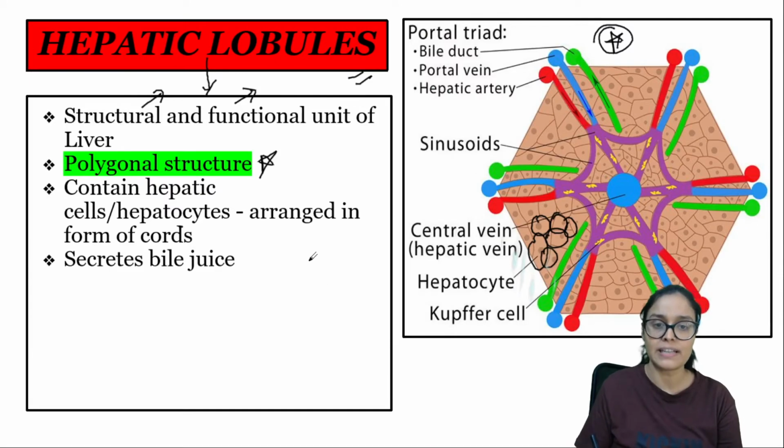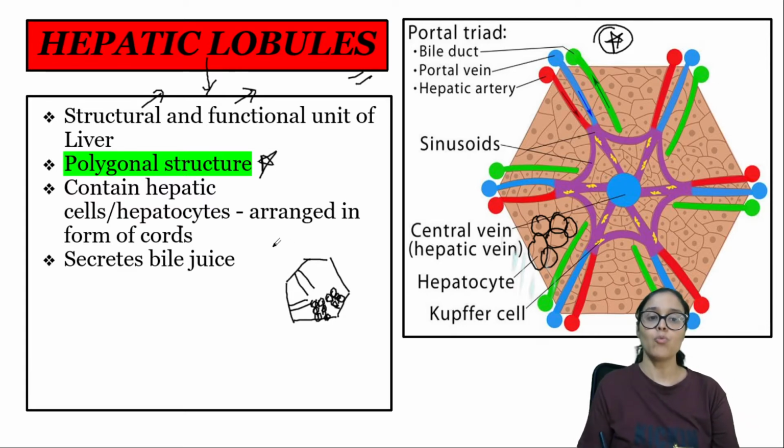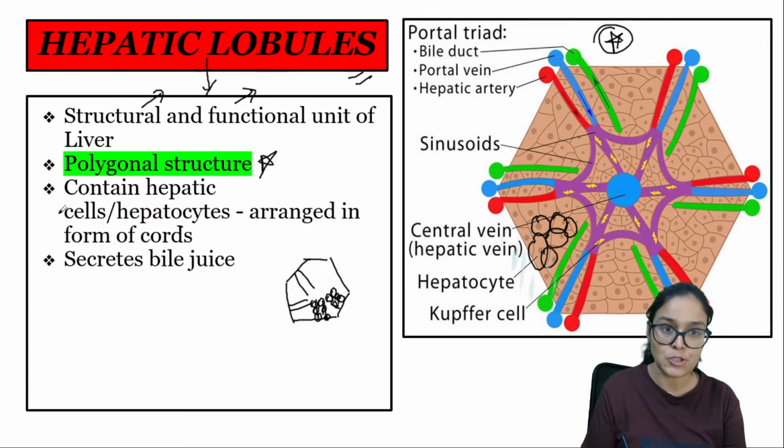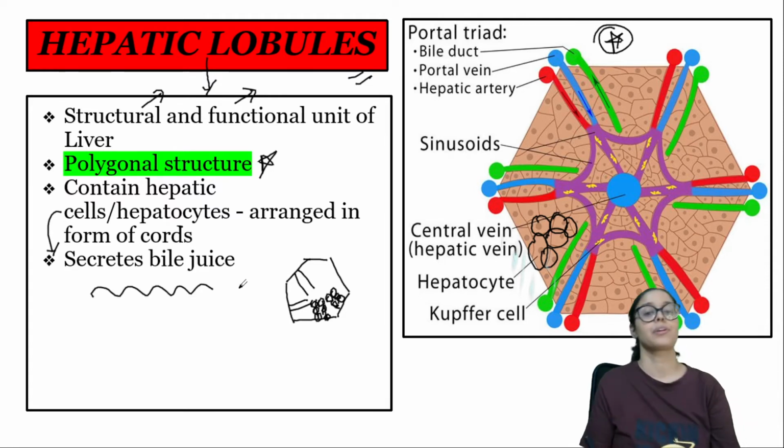So what is the cord? If this is the hepatic lobule, they are arranged in this cord-like manner. So cells are arranged this way only. This is the cord-like manner, right? So what is its purpose? What is the purpose of the hepatic cell? It will secrete bile juice, which you have to remember.